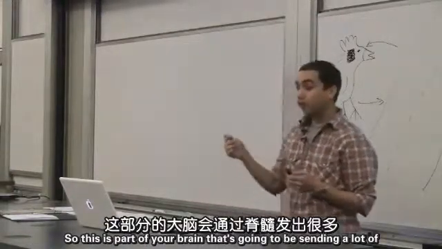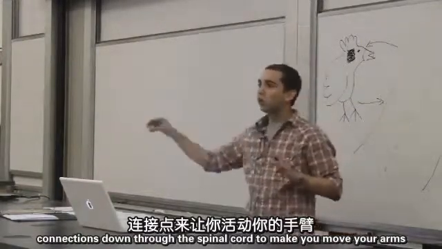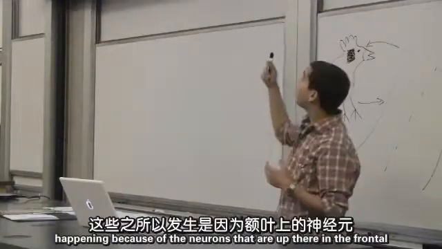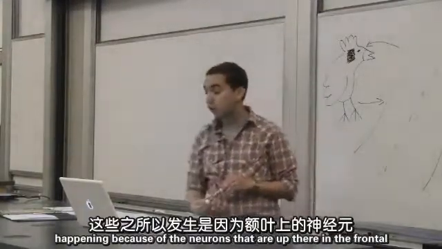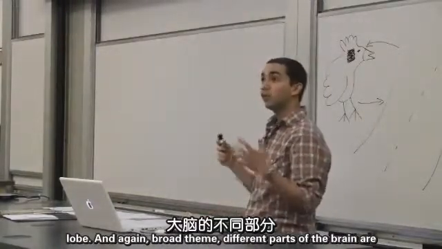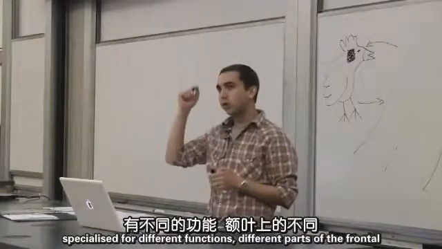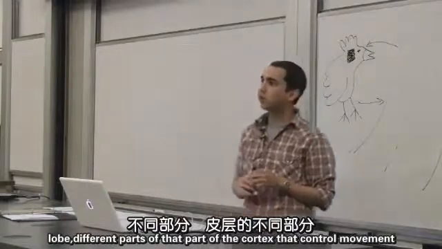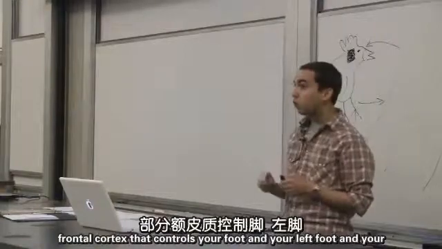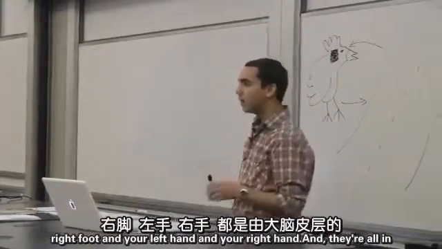So this is the part of your brain that's going to be sending a lot of connections down through the spinal cord to make you move your arms, move your legs, move the other parts of your body. And that's all happening because of the neurons that are up there in the frontal lobe. And again, broad theme, different parts of the brain are specialized for different functions. Different parts of that part of the cortex that control movement, control different parts of your body. So you've got a part of that frontal cortex that controls your foot, and your left foot, and your right foot, and your left hand, and your right hand.